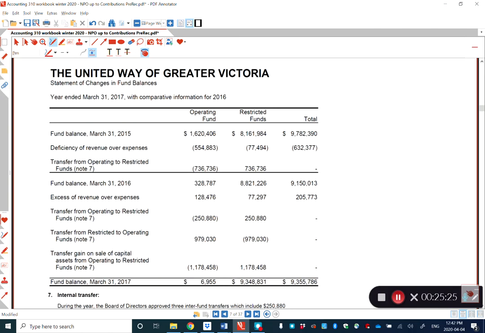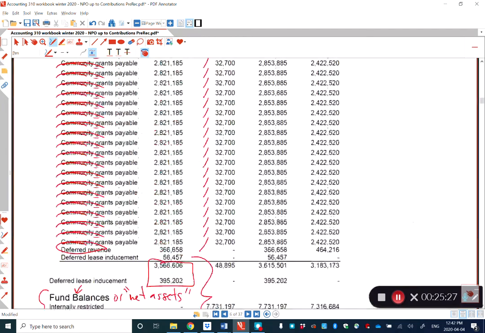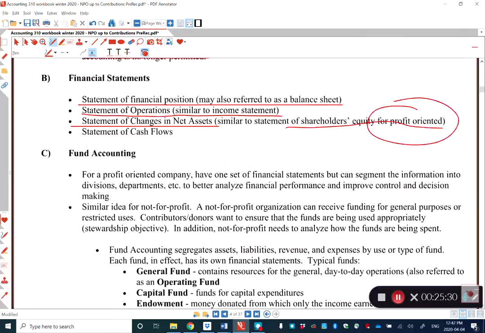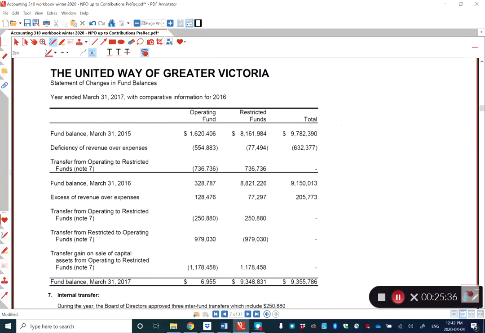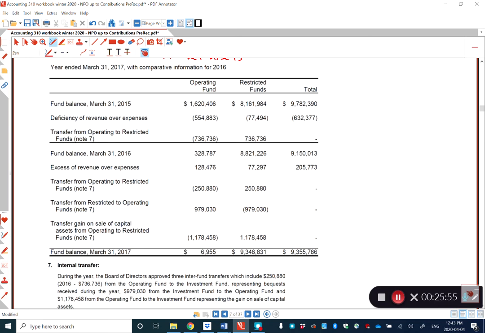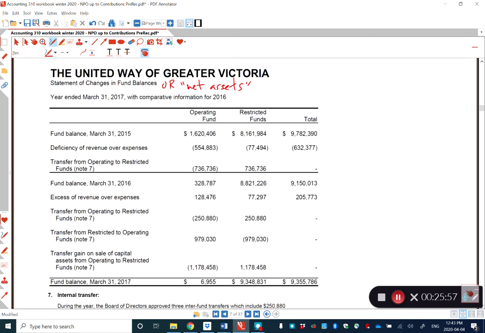Here's a statement of changes in fund balances. What did we call it up here? I hope we call it the same thing. My brain's going. Statement of changes in net assets. All right, so statement of changes in fund balances or net assets, because we've been told that part of the balance sheet can be called two different things. It's not uncommon to see this statement called two different things. So let's just focus on an operating fund here. How is the fund balance changing over the years?